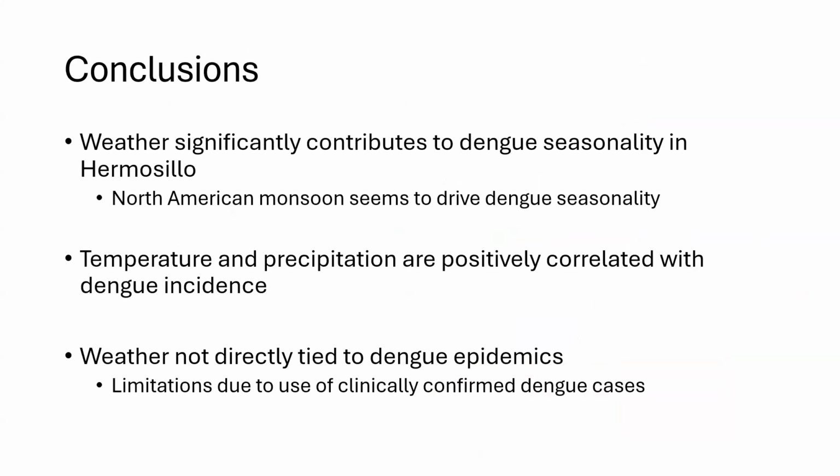So in conclusion, weather significantly contributes to dengue seasonality in Hermosillo, with the North American monsoon seeming to drive dengue seasonality. And temperature and precipitation are strongly positively correlated with dengue incidence. However, weather does not seem to be directly tied to dengue epidemics. And we had some limitations in this analysis due to our use of only clinically confirmed dengue cases, which biases us towards people who've had a second infection of dengue. But it does make the whole definition of a dengue epidemic somewhat hard to work with here.